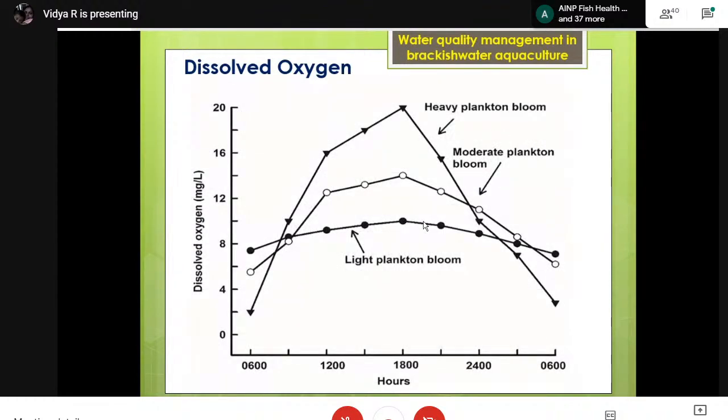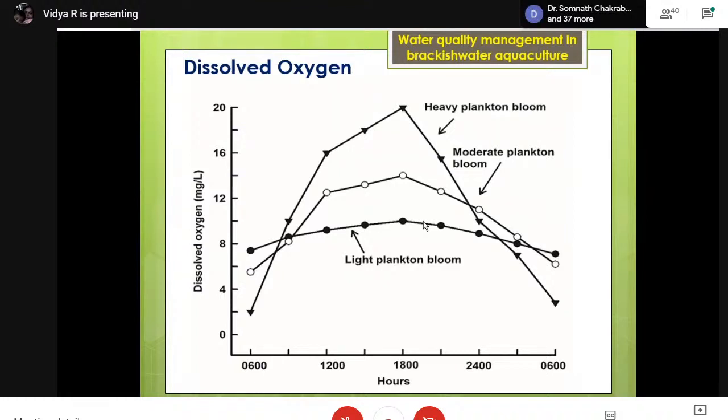So in a pond system, if you monitor the dissolved oxygen levels over the whole 24 hours period, you can see that from morning to midnight, the oxygen can be maintained well above 5 ppm. But when it comes to midnight to morning, like 12 a.m., 1 a.m. to 6 a.m., this time period is very critical for a shrimp pond, because at this time the dissolved oxygen comes down.